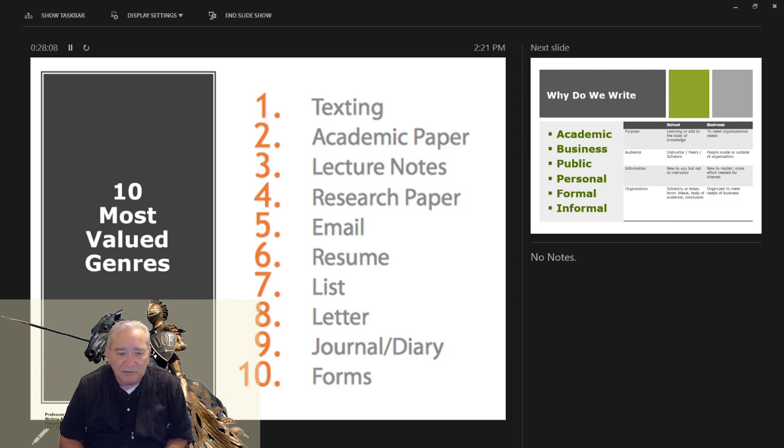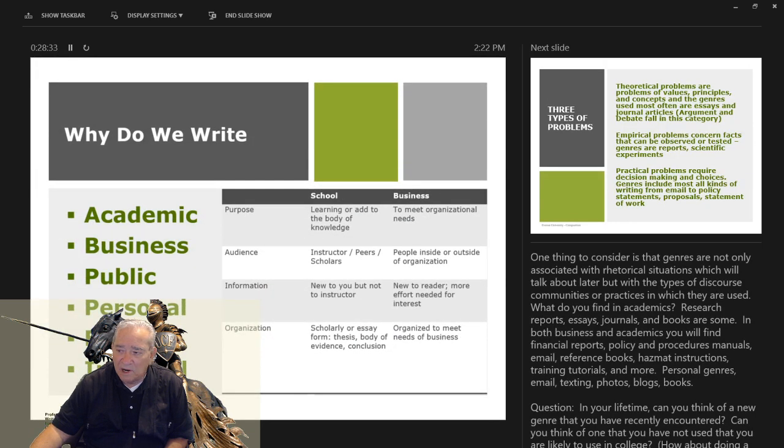Journals and diaries are frequent among people, including students and business people, and in government. Diaries or journals or reports, there's different ways you might call them, but they're required. Forms, there's all kinds of different forms that are required.